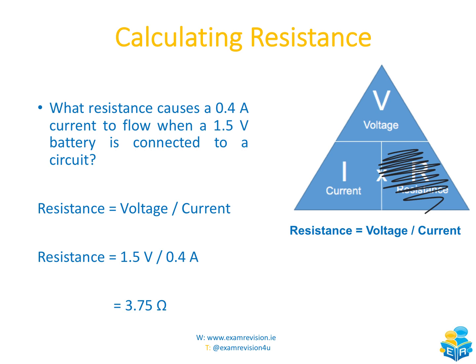So what resistance causes a 0.4 amp current to flow when a 1.5 volt battery is connected to a circuit? So the first thing we're going to do is, how do we calculate the resistance? The resistance is the voltage divided by the current. Now, what is the voltage? Voltage is 1.5, which we have from up here. Current is 0.4, which we also have from up here. Use your calculator to calculate that, and we get 3.75 ohms.